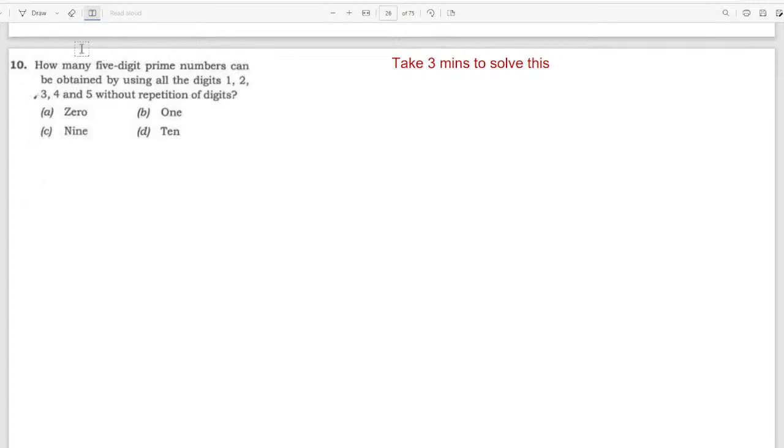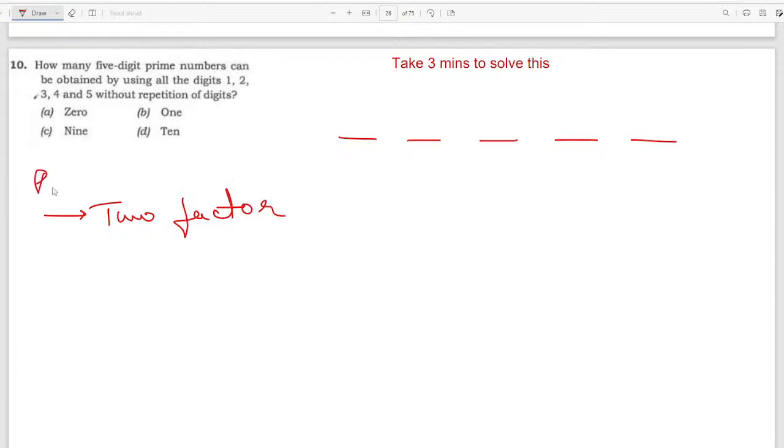And this is the reason why I tell people to at least go through the basics of every concept that is asked in UPSC, because sometimes they give you easy questions. So here they are asking how many 5-digit prime numbers can be obtained by using all the digits 1, 2, 3, 4, 5, without repetition of digits. A prime number is any number which has only 2 factors.